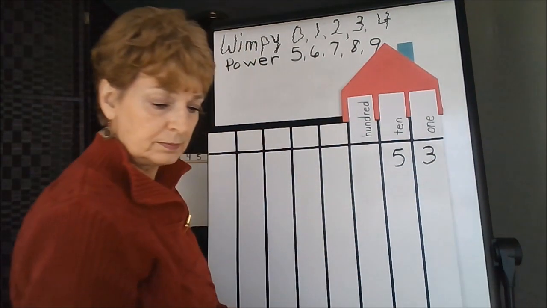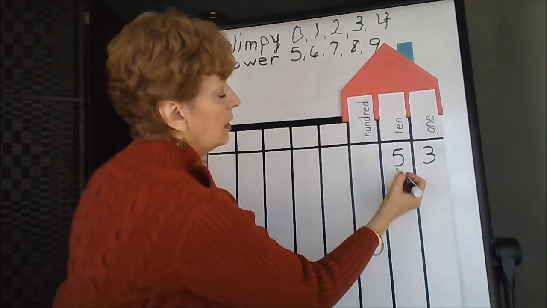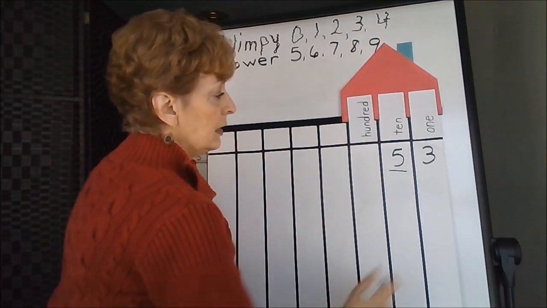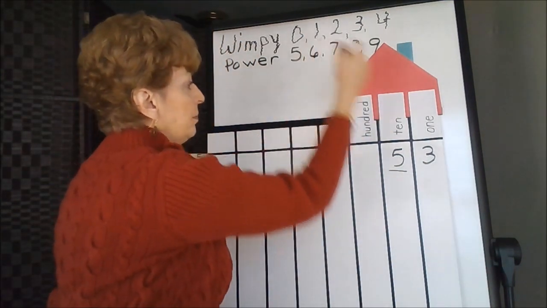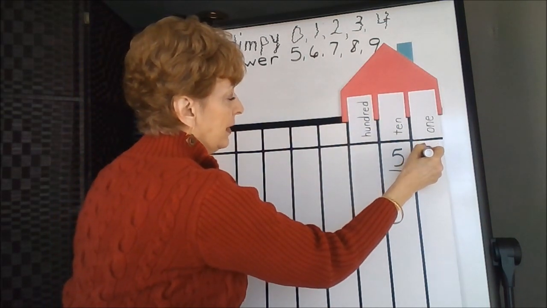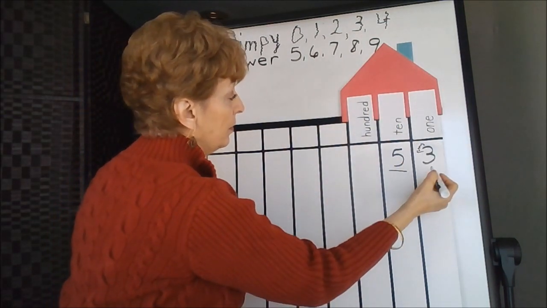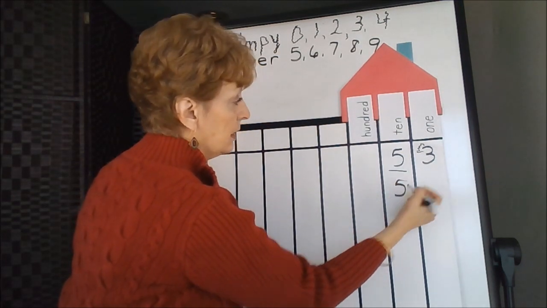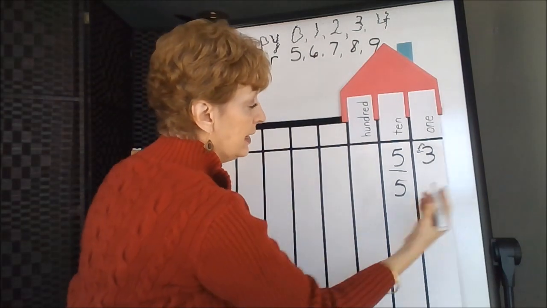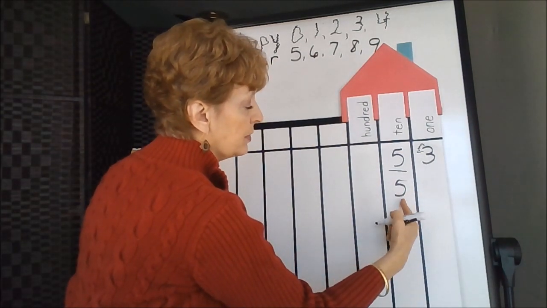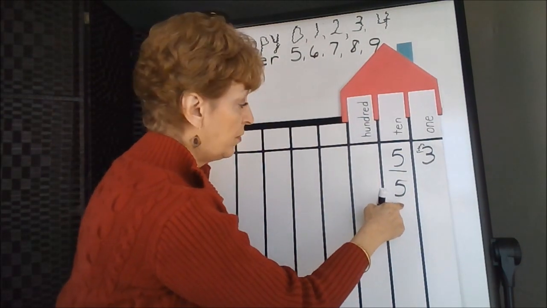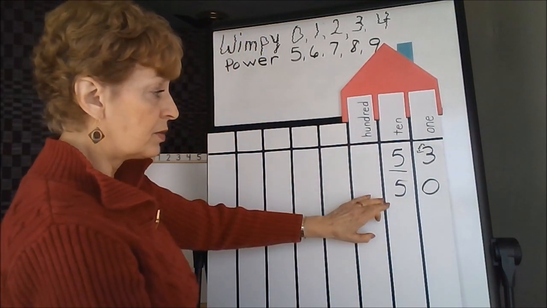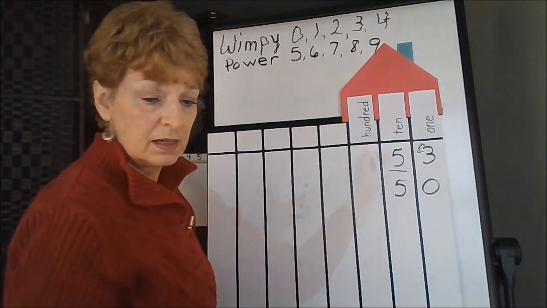53. Let's round it to the nearest 10. 3 is a wimpy number. It is a wimpy, so it cannot change. 5 will stay the same. 3, because it's to the right-hand side of the number that we were focusing on, turns into a 0. 53 is closer to 50 than it is 60.